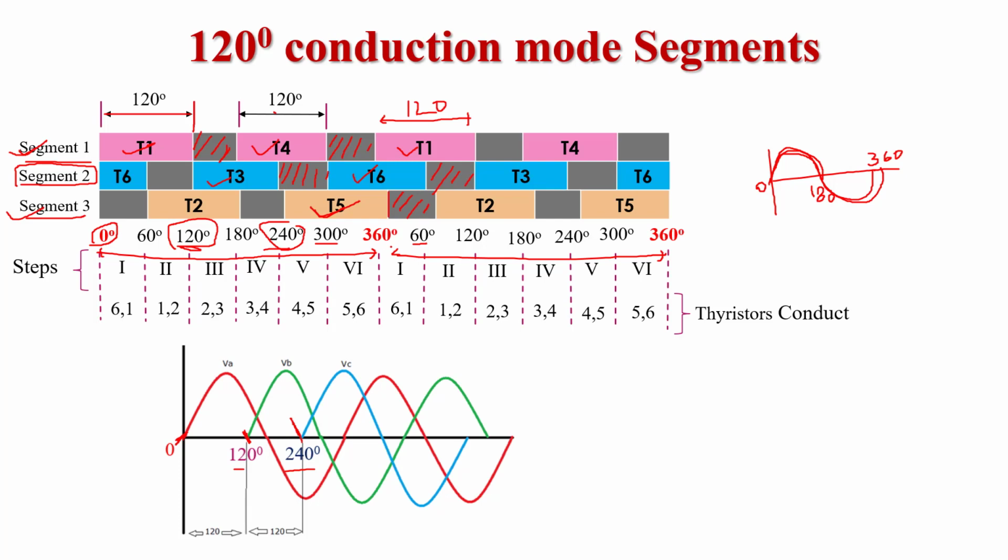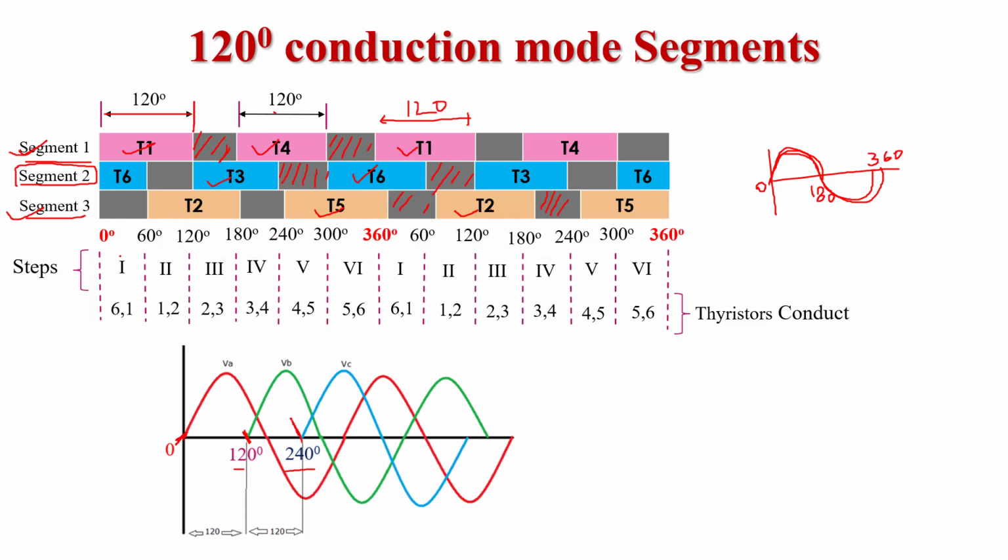So for 360 to 60 degree, no thyristor will conduct from segment 3. After omega T is equal to 360 degree, we give firing pulse to thyristor T2. So thyristor T2 will conduct for 120 degree, that is 60 degree to 180 degree. After 180 degree, from 180 to 240 degree, no thyristor will conduct from segment 3, neither T2 nor T5.